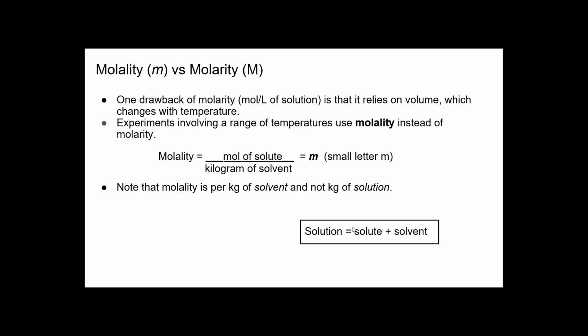So it's a small m, but if you look here, it's moles of solute over kilograms of solvent. Remember, a solution is a solute plus a solvent. So this is strictly a solvent at the bottom and moles of solute at the top, and this is kilograms. So moles over kilograms equals a small m. Note that molality is per kilogram of solvent and not solution. So if you were given a solution, you would actually have to subtract the mass of solute from the solution, and that would be on the bottom.